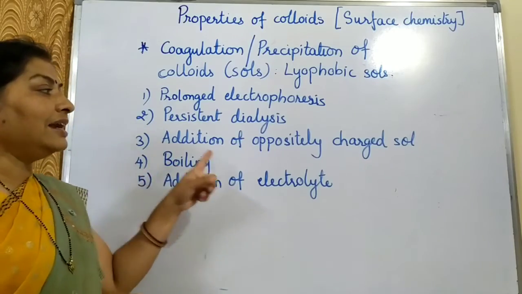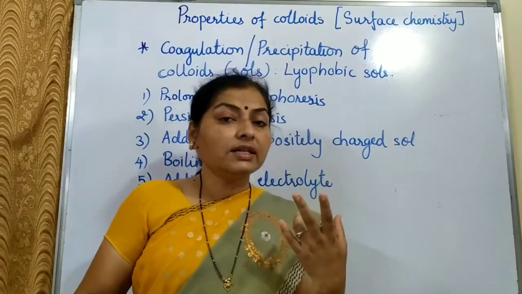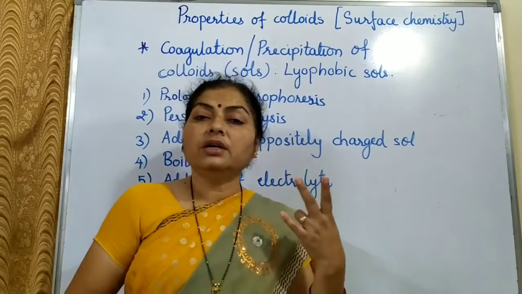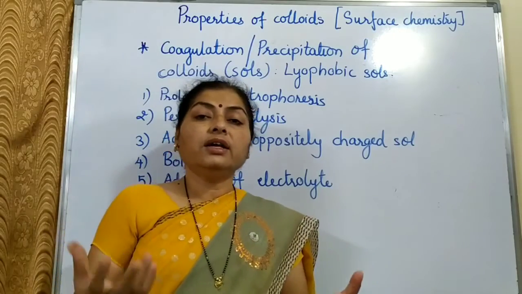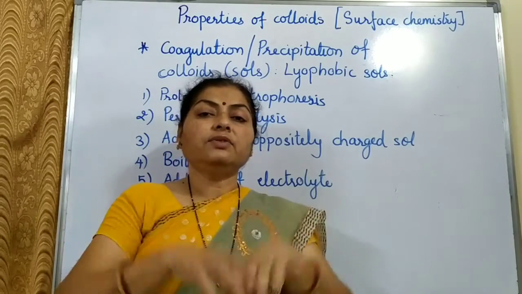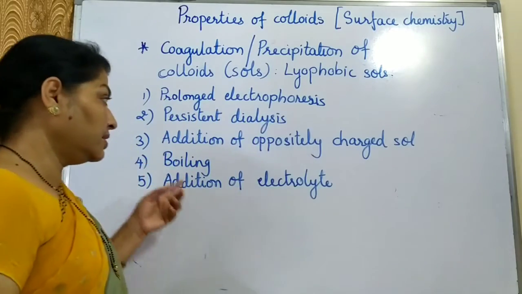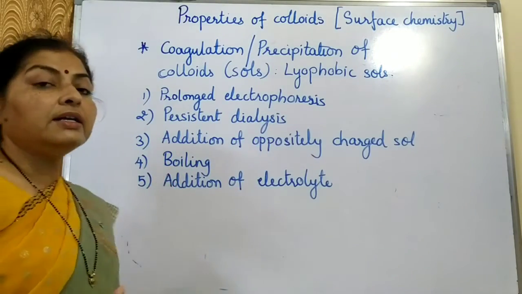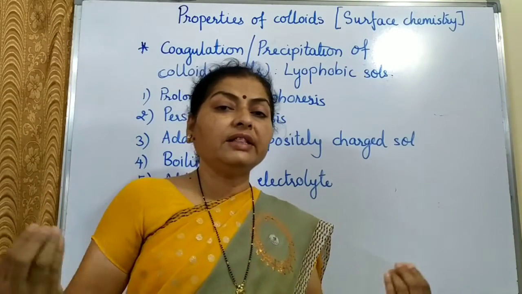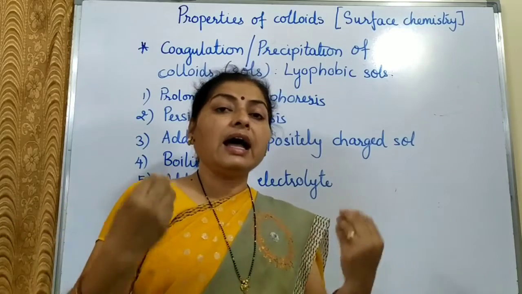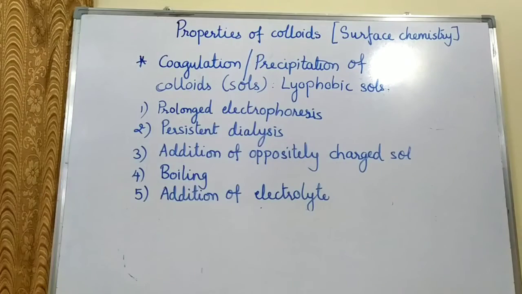The third is addition of oppositely charged sol. So we have seen that sols are of two types based on the charges. One is a positively charged sol, another is a negatively charged sol. So if a positively charged sol and a negatively charged sol are mixed with each other, they will obviously get precipitated. The next method is boiling. By boiling, the particles will continuously strike with each other and with the walls of the container. As a result, whatever adsorbed charges are there on the particles will get destroyed.